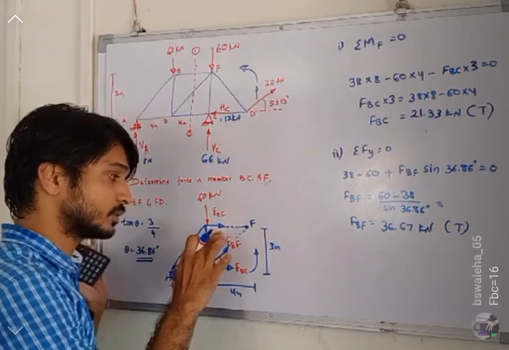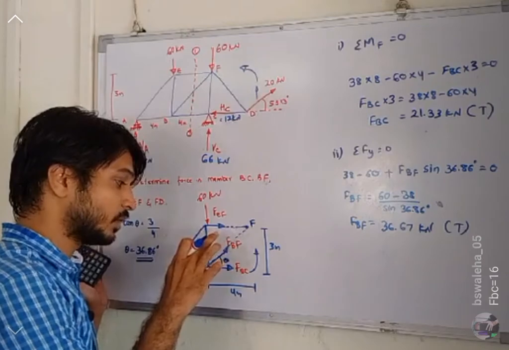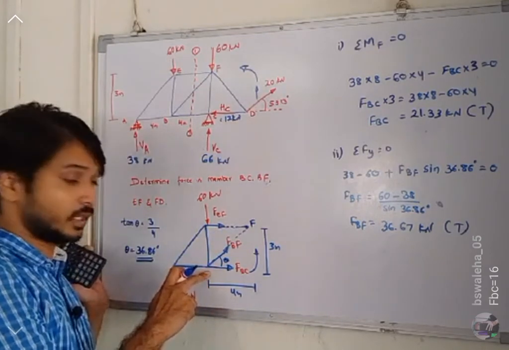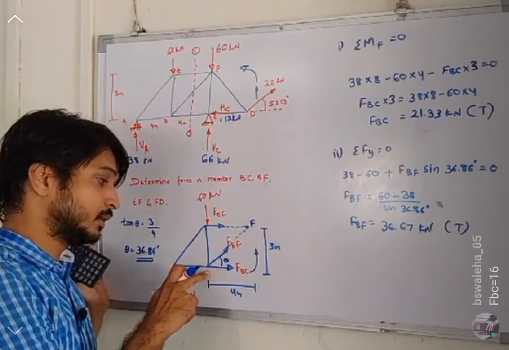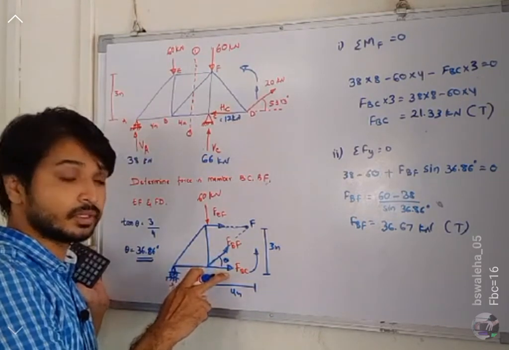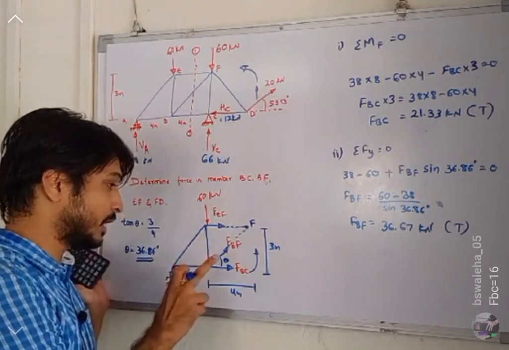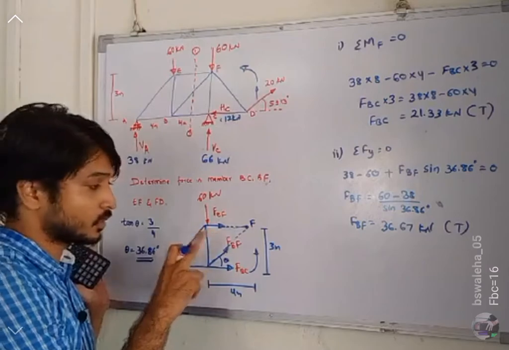Next we need to find out this, right? For this, we can do two things. One, taking moment at this point. If I take moment at this point, what will happen? These two will become 0, these two will become 0, and then this will also become 0. So we are left with only these two forces. So that is one step.